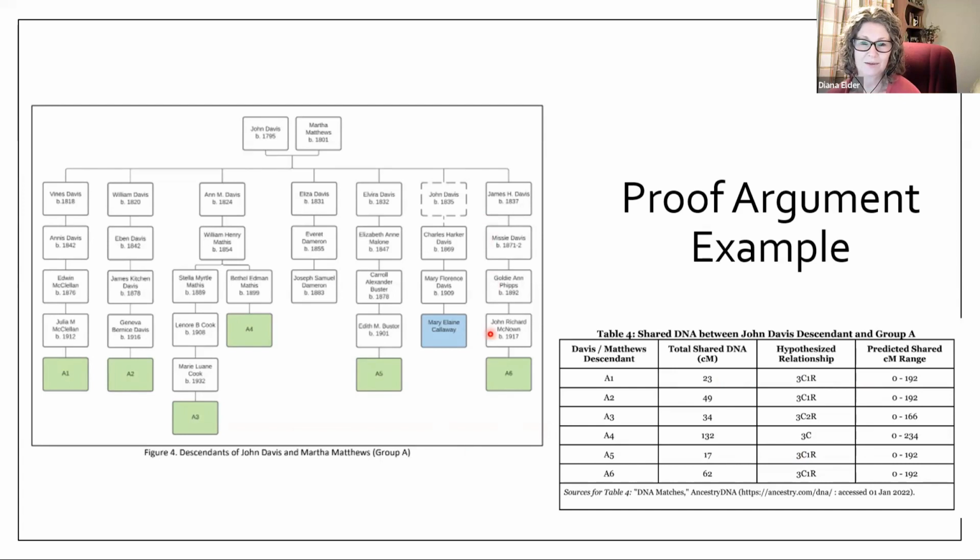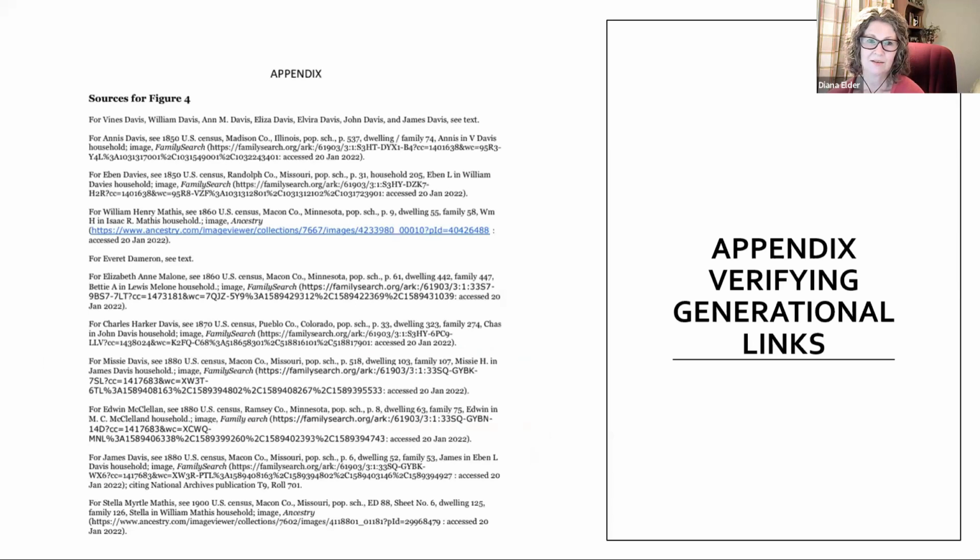And in a proof argument, you've got to somehow show that you have checked these links and that this truly is the path back to the ancestor. So in the appendix, we had sources for, I believe, four or five different complete groups of genetic networks. And you can see here how the sources are all put in here for the different people in that figure. So the appendix had all of this detail.